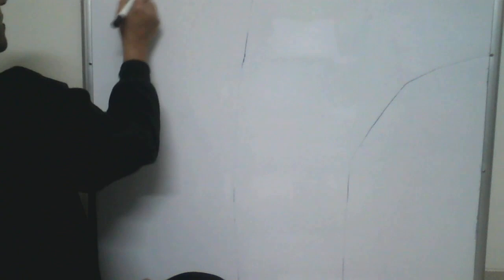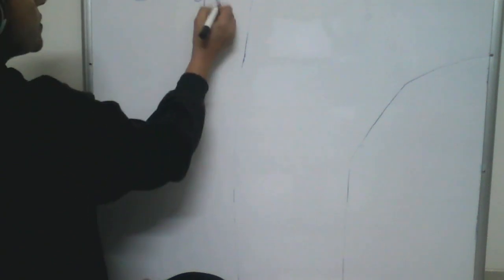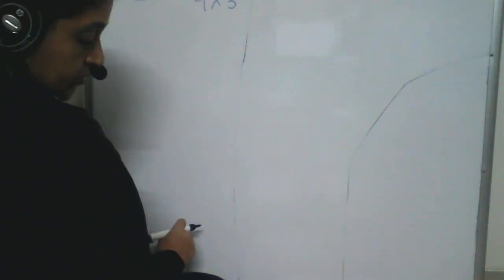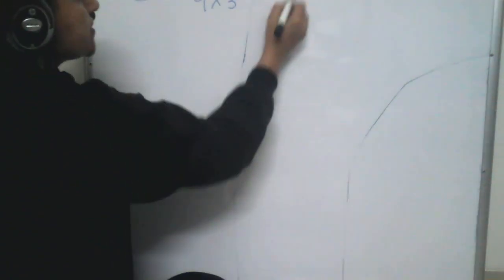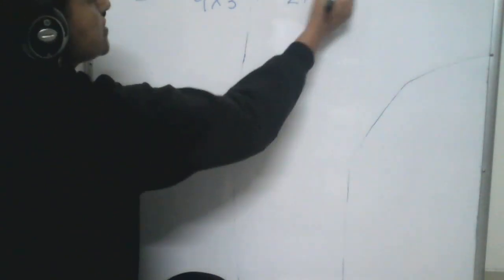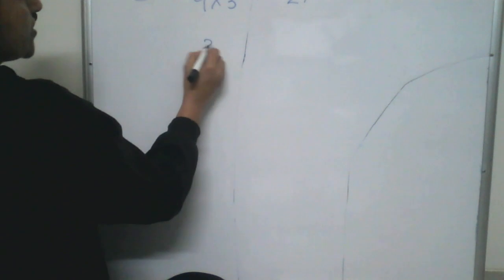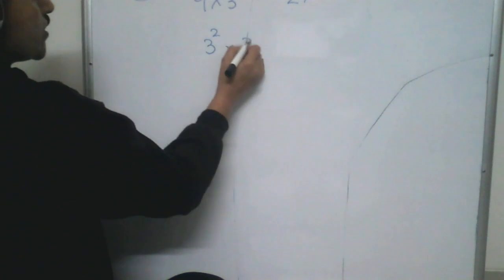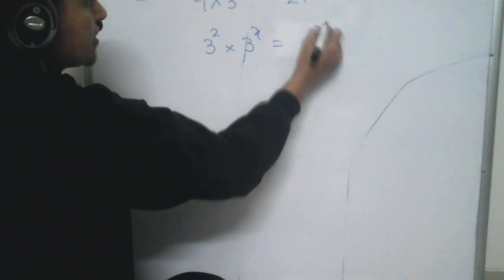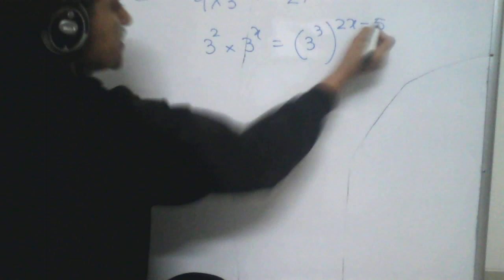Now question 30 says that 9 into 3 to the power x is equal to 27 to the power 2x minus 5. Now here 9 is nothing but 3 to the power 2, into 3 to the power x, equal to 27, which is 3 to the power 3. Its exponent is 2x minus 5.